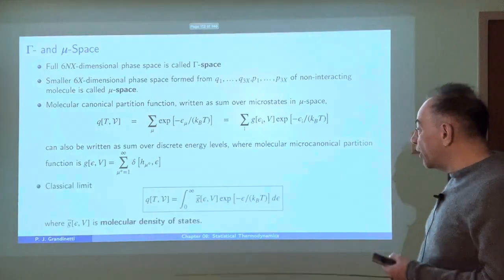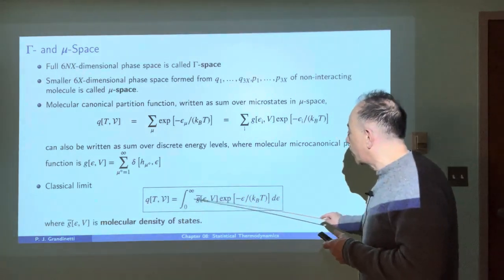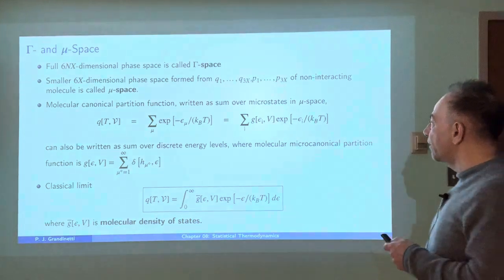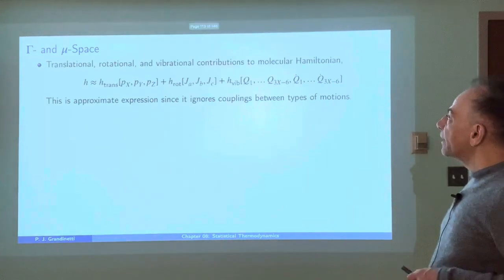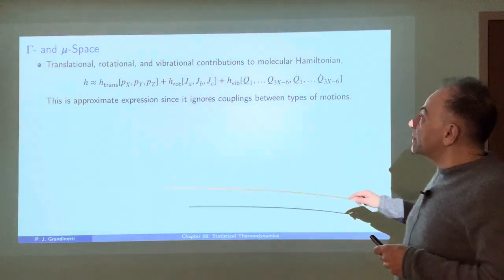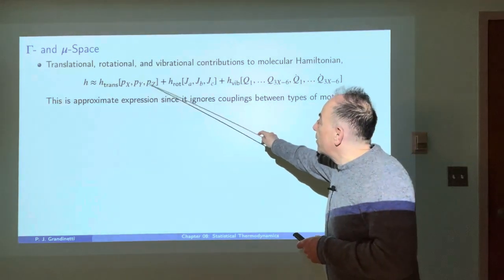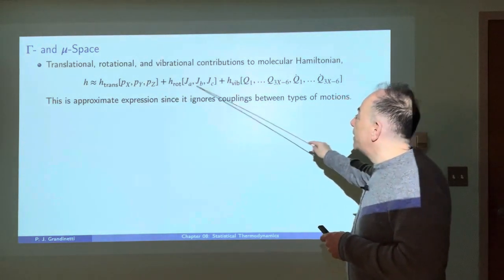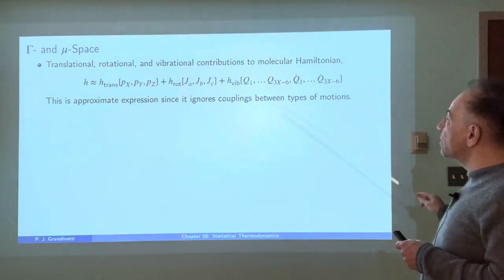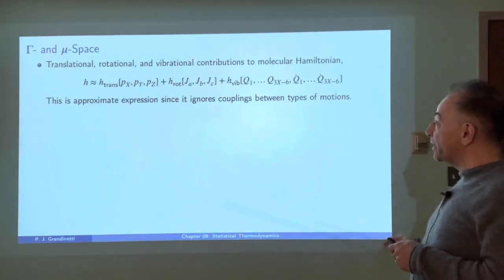If you wanted to go into the classical limit, then you would just replace this summation with an integral, and this now becomes the density of states for our molecular system. Now, if I focus on the translational, rotational, and vibrational motion, then we remember from those chapters that the translation depends on the momentum, the rotation depends on the angular momentum, and the vibrational contribution depends on the normal mode coordinates and their derivatives here.